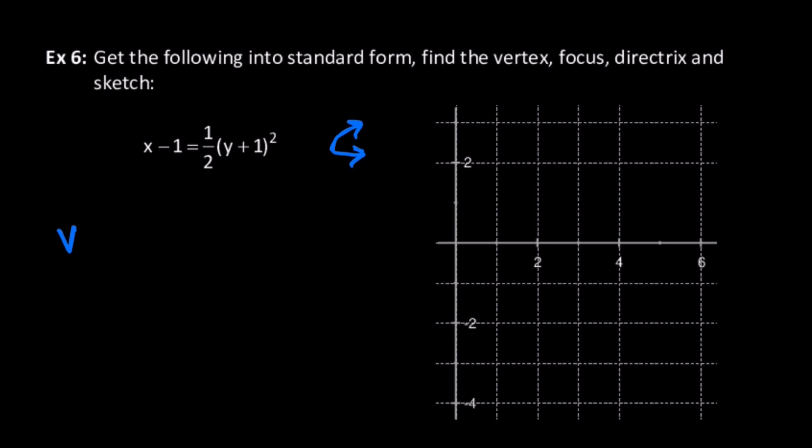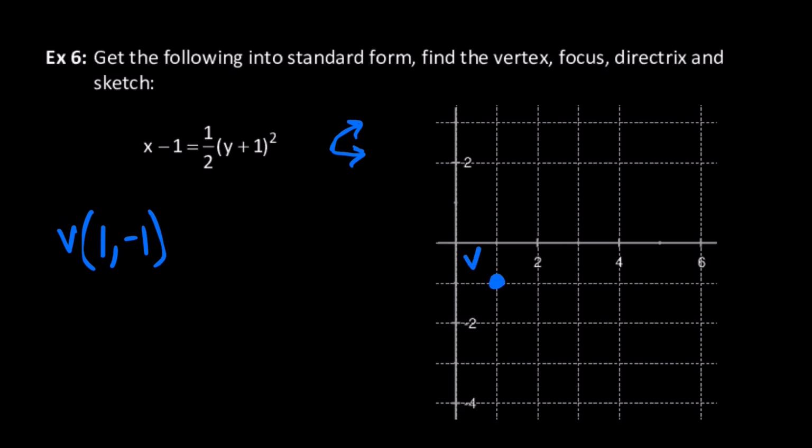Next, let's get the vertex. All right, I like the form that this is in. Remember, the vertex is going to be the opposite of what's with the x, so that's a 1. The opposite of what's with the y, negative 1. And I know it opens to the right. Okay, so my vertex is 1, negative 1.